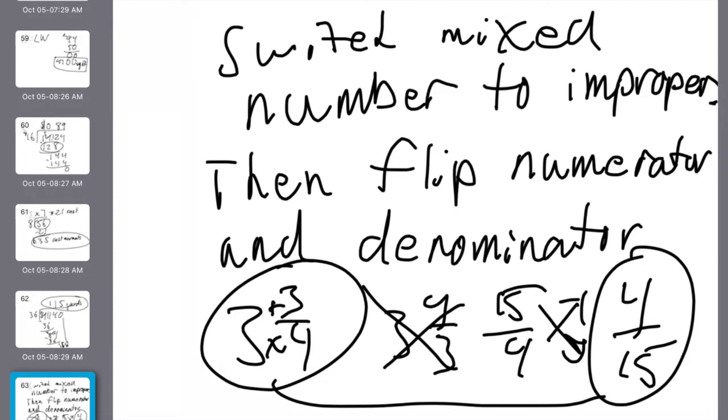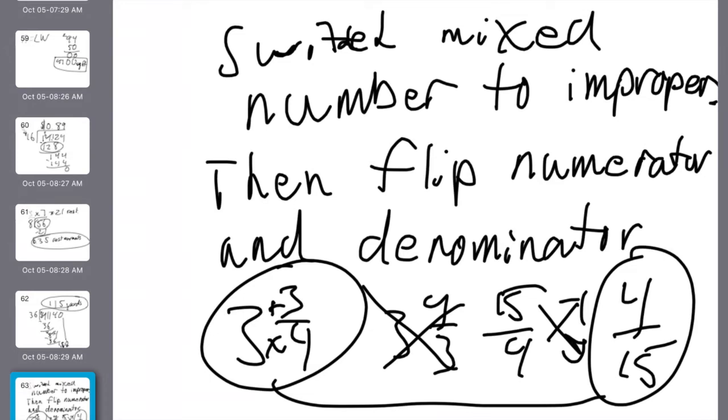Don't just flip the fraction over. So, wow, I spelled switch wrong there. Sorry, I forgot the I in there. Switch mixed number to improper, then flip the numerator and denominator. Sorry for the sloppy handwriting. It's not that easy to write with this pen thing here.